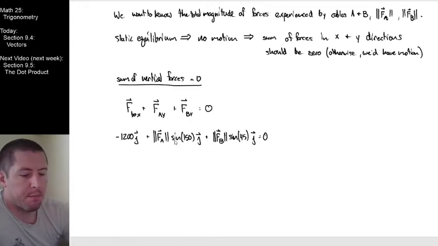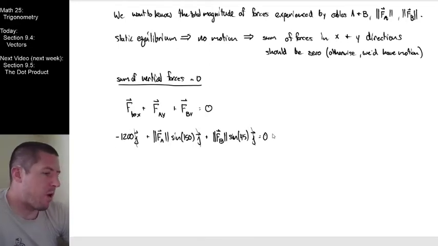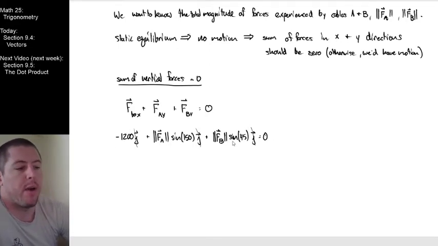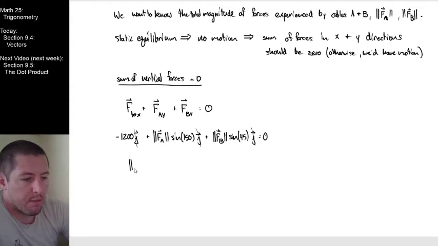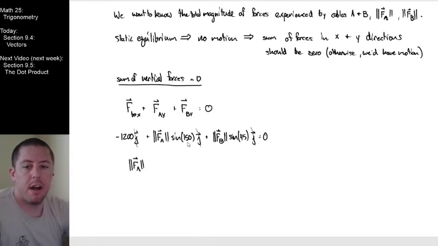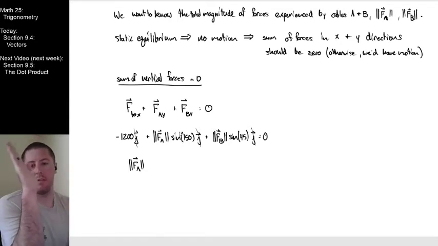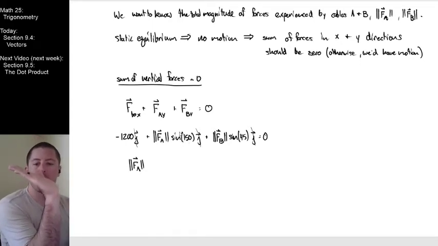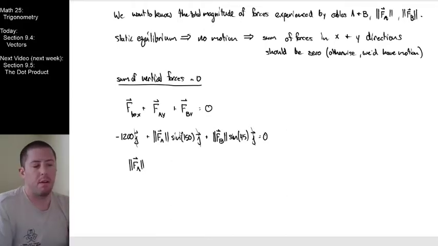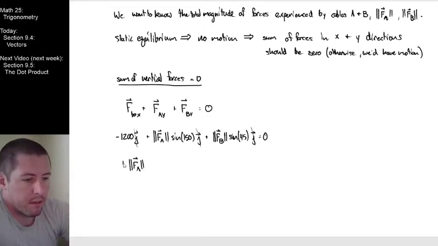But let's at least go ahead and simplify this. Our goal is just to solve for the FAs. This J vector is not really useful here, because it's on every single term, so I'm going to add the 1200 to the other side and evaluate each of our trig functions. For cable A, sine of 150 degrees brings us over to here. Sine is measuring my vertical component, and that seems to be the smaller of the two, so I'm just getting 1/2.